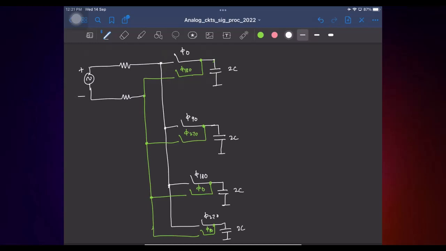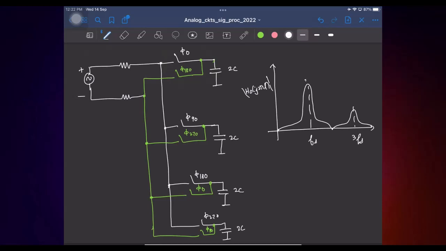Okay. So now if you try to sketch the H0 of j2πf for this differential implementation, what you will find is that for even harmonics, this cancellation will happen. So we will not have anything at DC. The first band will be at fs. At 2fs, it will again go to 0. And you will have something at 3fs. And basically, this is a differential 4-path filter.